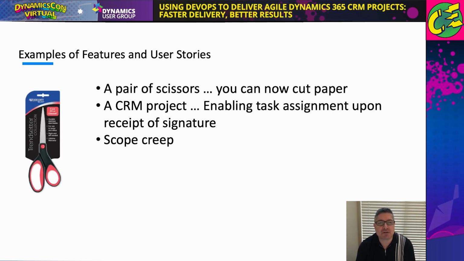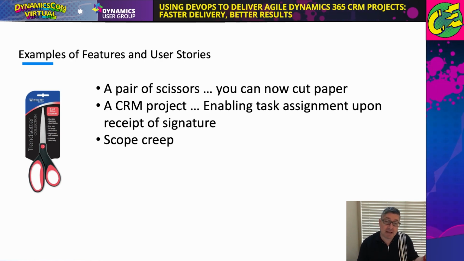Examples of features and user stories. Let's take a look at a pair of scissors. A feature for a pair of scissors might be you can now cut paper. So that feature, which would be like a bullet point that you would see on a box, that feature has a number of user stories. The user stories are probably need to grab the blades in my hand, need to move the blades up and down in opposing directions, need to fit a piece of paper between the blades. Those are the user stories. The feature, you can now cut paper.